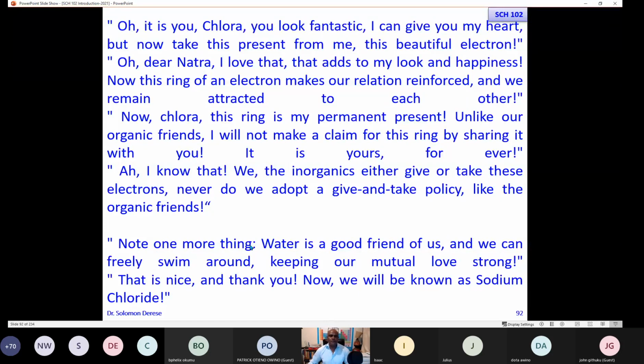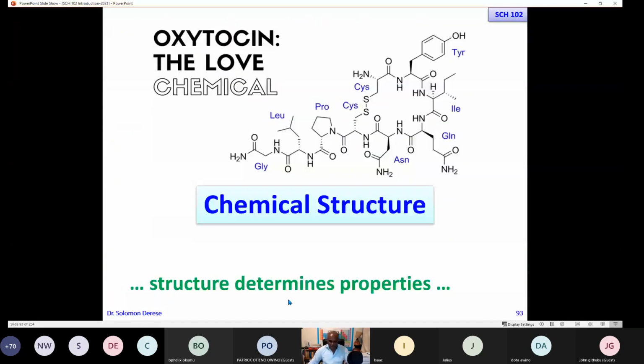One more thing. Water is a good friend of us. You remember sodium chloride dissolves in water. Water is a good friend of us, and we can freely swim around, keeping our mutual love strong. That's nice, and thank you. Now we will be known as sodium chloride. Okay, so this is a story about chemical bonding, but you can understand and relate to it very easily.